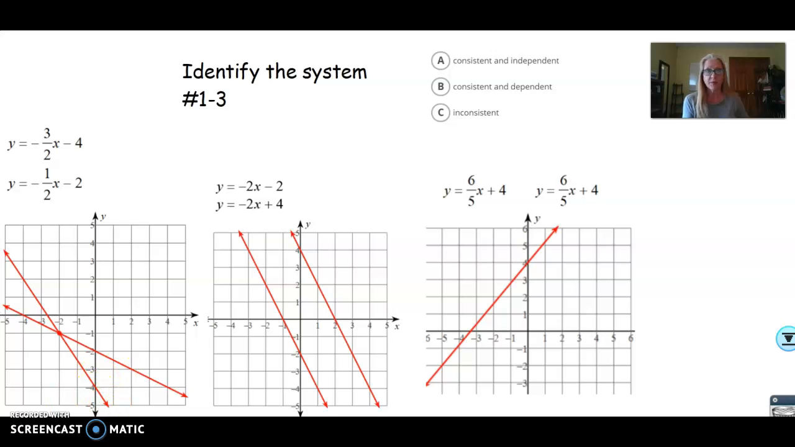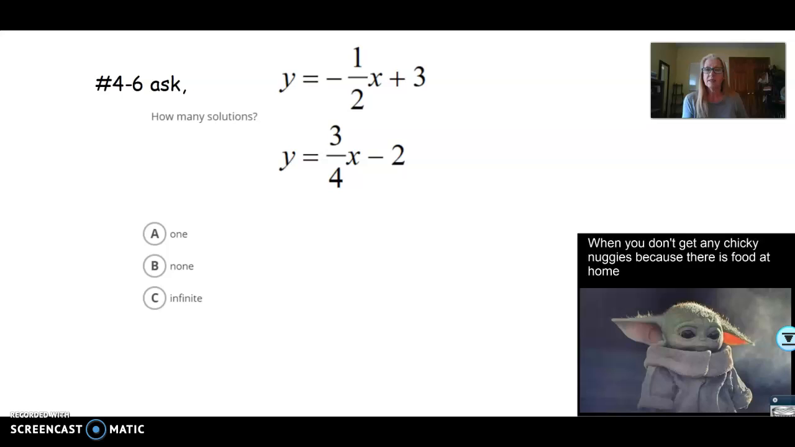Just want to make sure you have that vocabulary there. So questions 4 through 6 ask you how many solutions. The first one or even two, I think I give them to you in slope-intercept form. These two equations are both in slope-intercept form. Because they have different slopes and different y-intercepts, they're going to have one solution. Anytime you have two equations with different slopes, there's only going to be one solution because they're traveling in different directions. At some point, they're going to run into each other, but that's it.